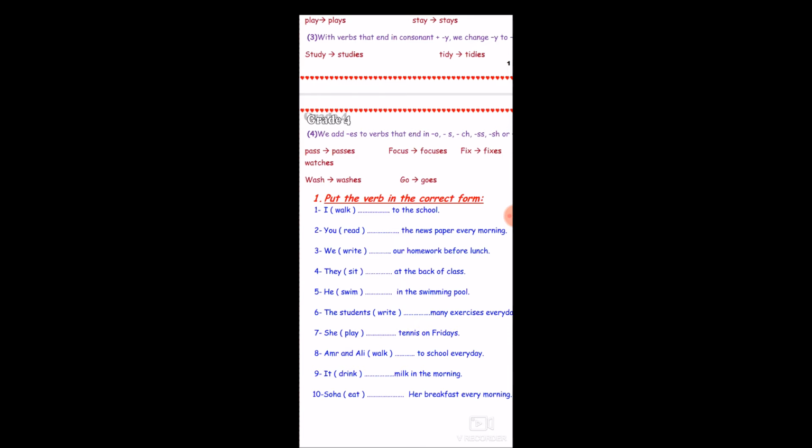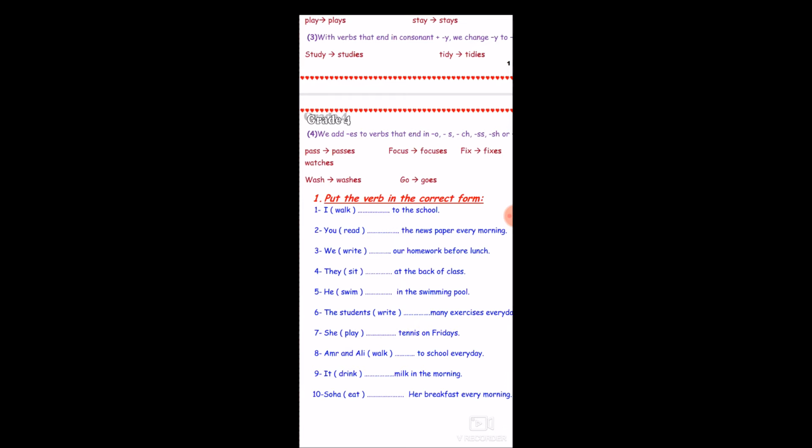Number 4, they blank at the back of the class. I want you to use sit. The answer is they sit at the back of the class. We can't say they sits because they doesn't take the verb that ends with S.